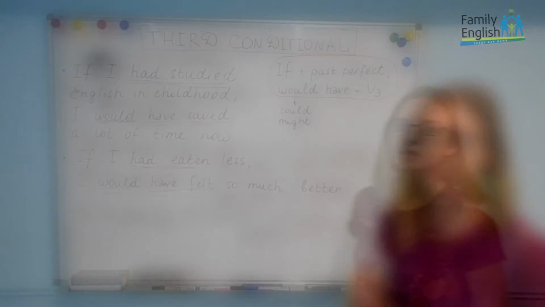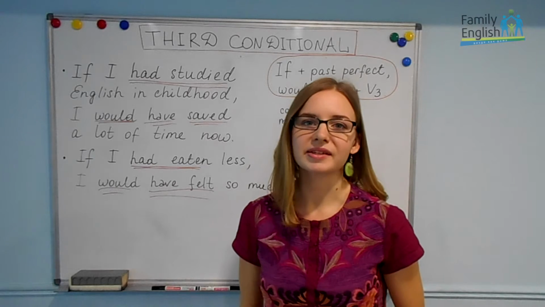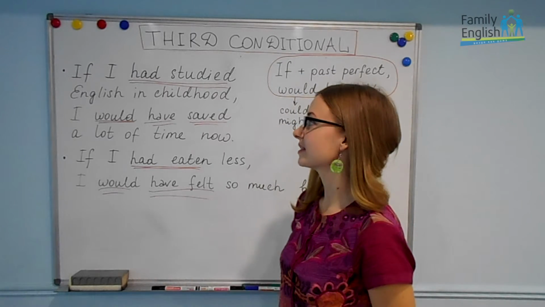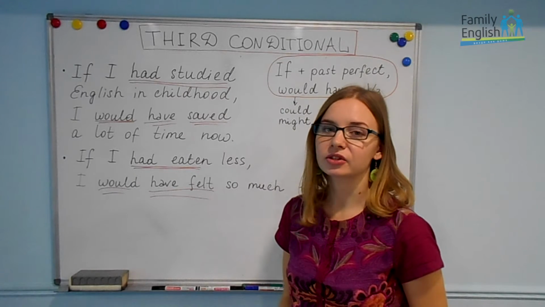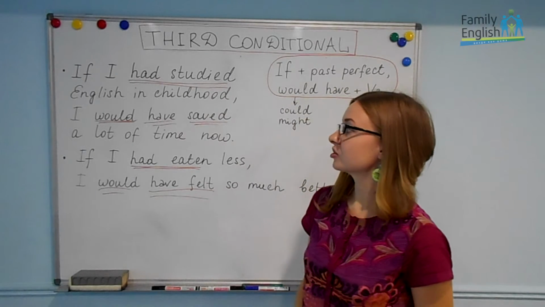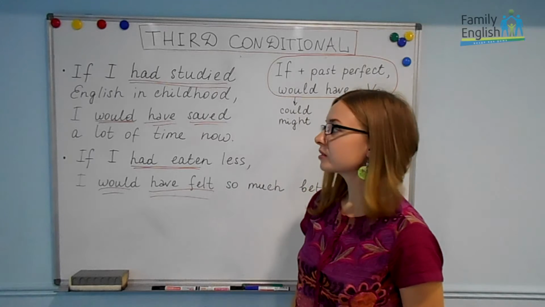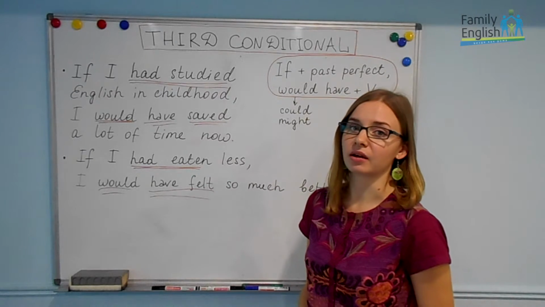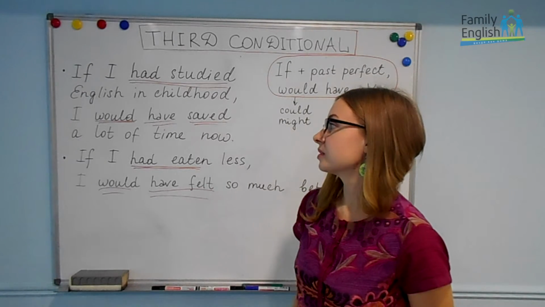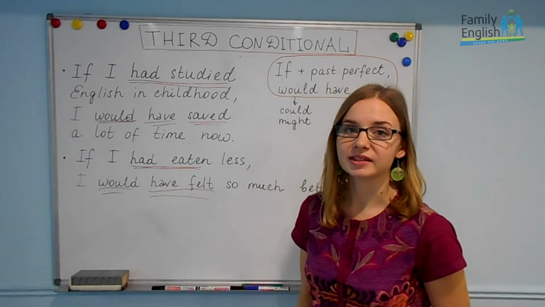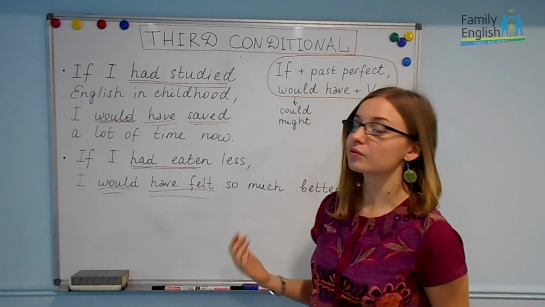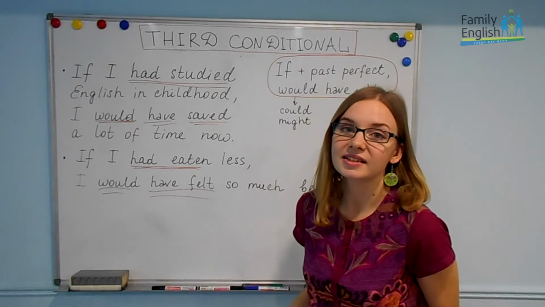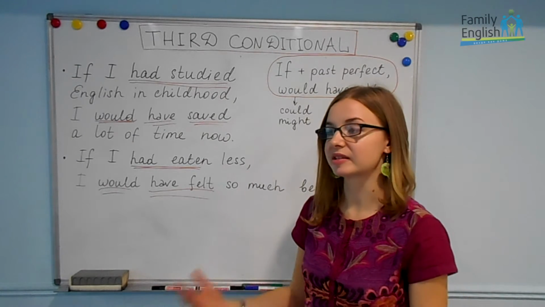Some more examples. So I guess many of us have this thought in our minds. If I had studied English or French or other language in childhood, I would have saved a lot of time now. That's a good example of the third conditional sentence. If I had studied, I would have saved, but I didn't study, so now I have to spend time to learn it, to study.